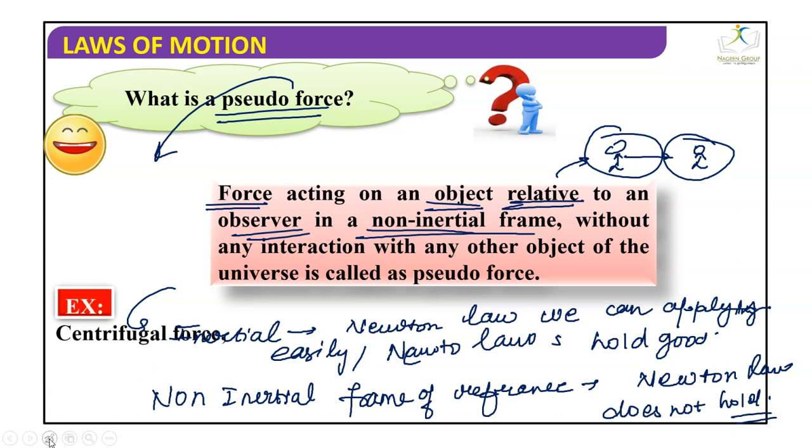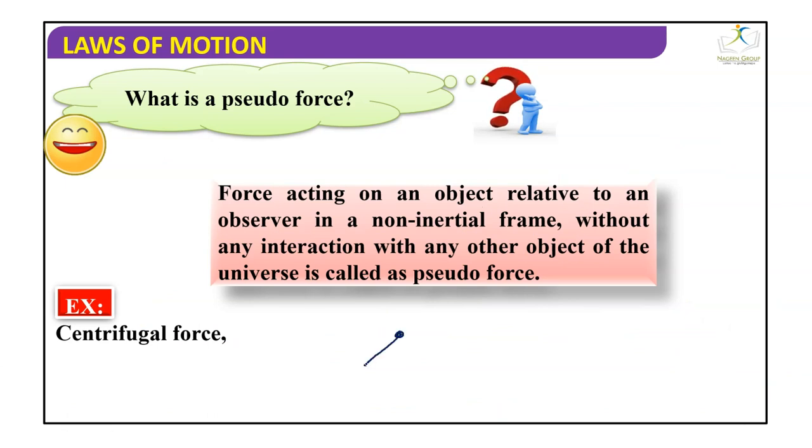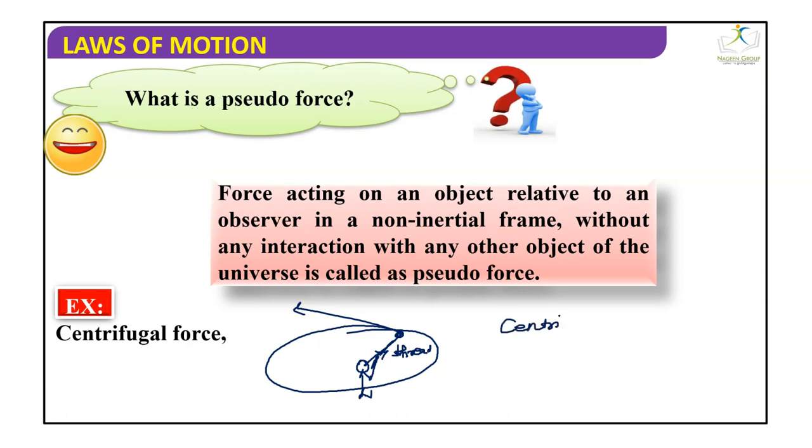Let me give one example, centrifugal force. Suppose a boy is holding a stone in his hand and trying to circulate it. What happens if he suddenly leaves the thread? The ball or body starts moving outward. We know that when bodies revolve, a centripetal force is applied. The direction of centripetal force is towards the center. But the ball will be moving away, so there is a need for some kind of force in the outward direction. What is that force? That is the centrifugal force. It's not an actual force. It's a pseudo force.